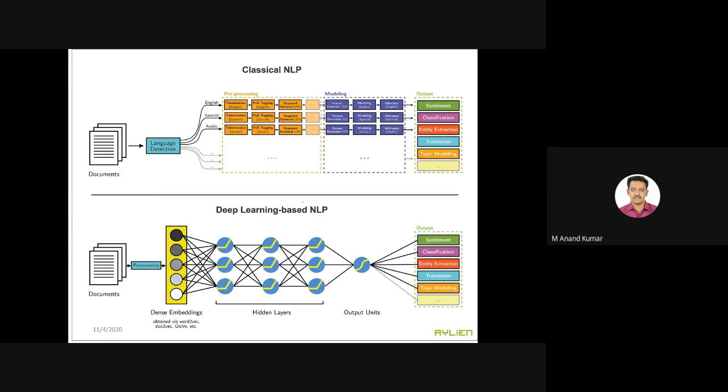Okay, now we are coming to NLP, and how NLP takes a deep learning model. Traditionally, the classical NLP is like this. You have the documents, you detect the language, and you go for pre-processing. For each language you have a separate pre-processing, and then the modeling. For each language you have separate modeling.